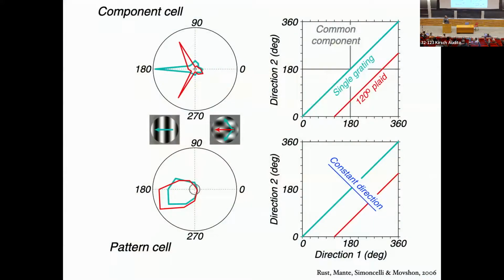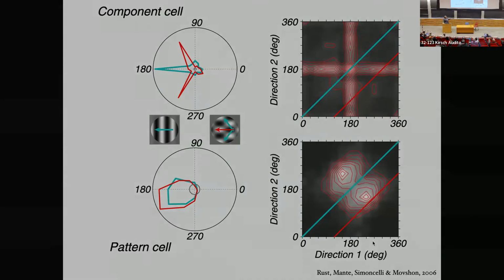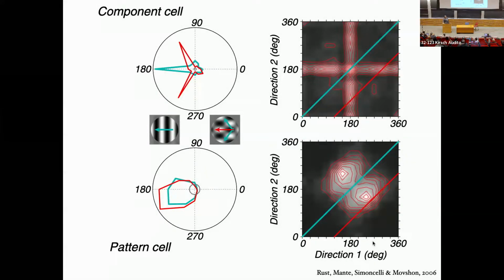In any case, these are data from two cells, a component direction selective cell and a pattern direction selective cell, that show how tightly they correspond to the predictions of this model. The component direction selective cell responds to all patterns that contain at least one component at the preferred orientation and direction at 180. And the pattern direction selective cell is extended along this negative diagonal axis, which is the axis of common motion. And this is work that Nicole Rust did.